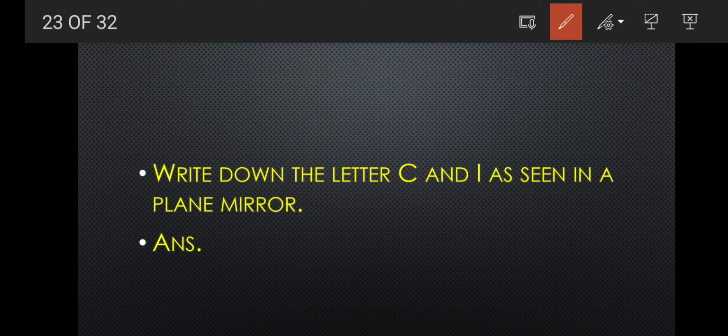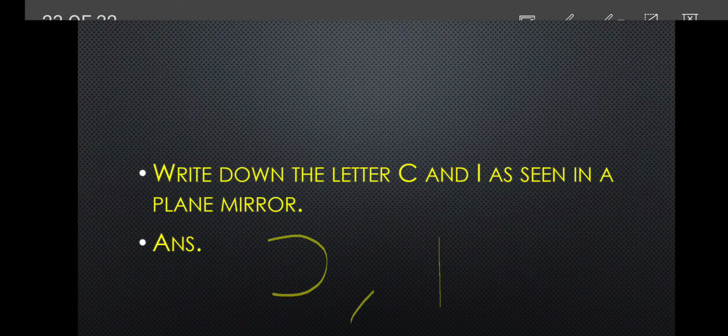Now write down the letter C and I as seen in a plane mirror. तो in C plane mirror में कैसे हो जाएगा? Laterally inverted, because there is a difference between the right and left. So C will appear like this. और I में you cannot differentiate between the right side and left side. So I will appear like this only.